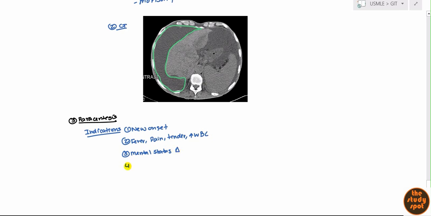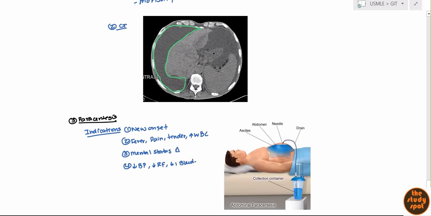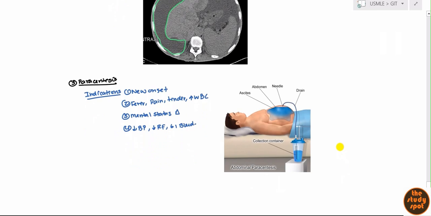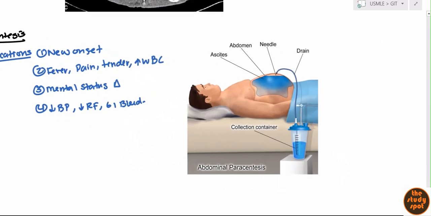If they get any mental status change, or a sudden drop in blood pressure or drop in renal function, or they get a GI bleed. So in this image here, you can see what a paracentesis is like. Here's the abdomen full of ascites. You take a little needle, and the needle is then going to drain into a collection. This is going to have a vacuum drain. And that fluid right here is then going to be tested.